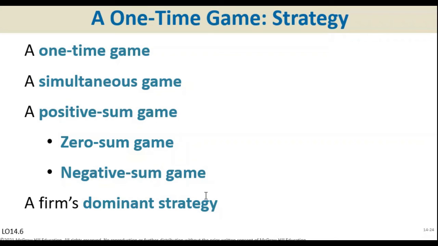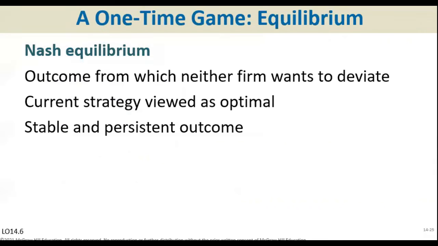A negative sum game means the sum of the output is a result that is less than zero. And a dominant strategy is an output that is better than any alternative option, regardless of what the other firm will do. Okay, so the rest of the slide will cover the game in detail.